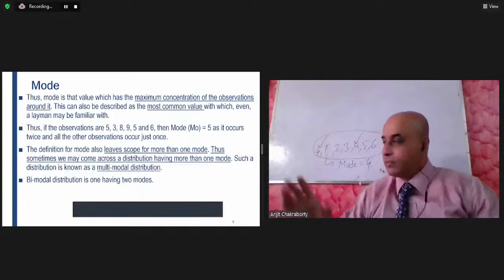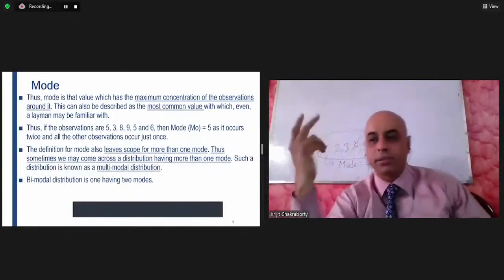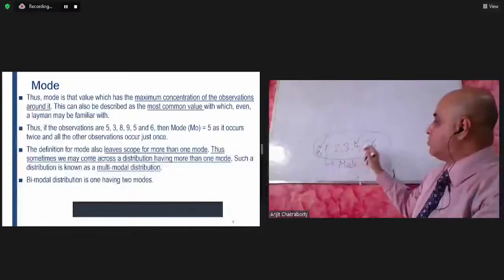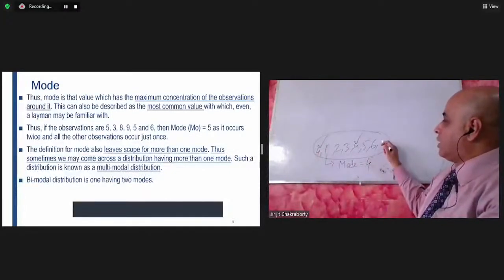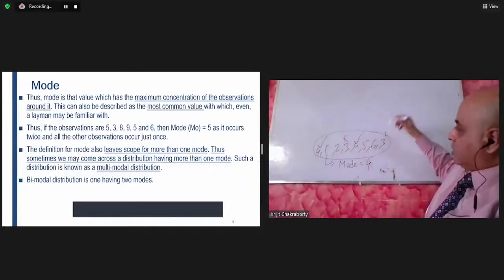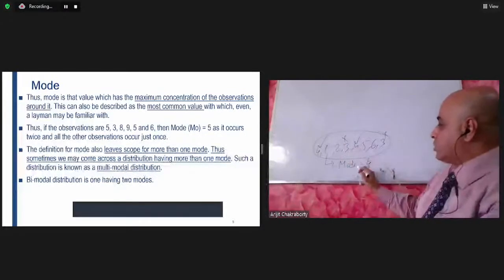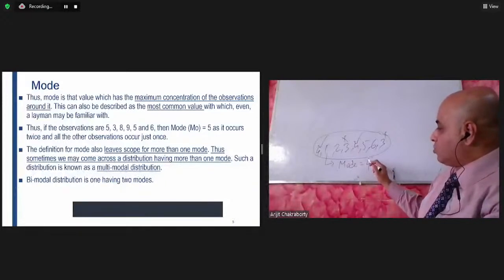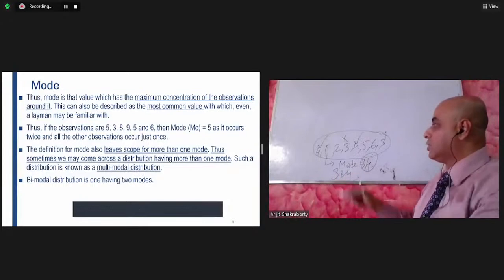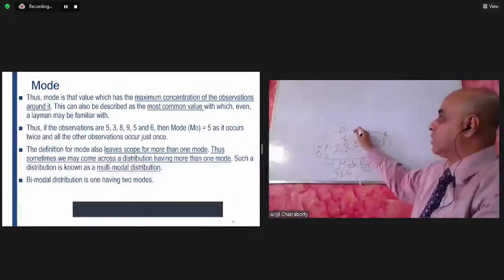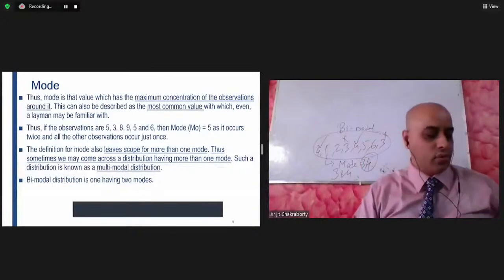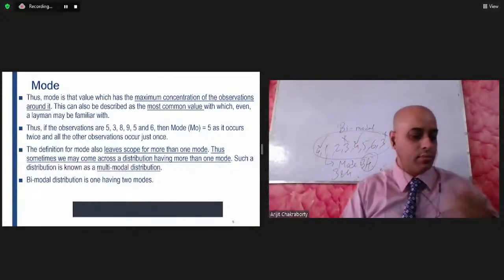Like bimodal, we have just seen that bimodal means a distribution with 2 modes. For example, here 4, 1, 2, 3, 4, 5, 6. If I again write 3 here, what happens? Then we have 3 appearing 2 times here and here. So now the mode is both 3 as well as 4. That means it becomes bimodal. You have 2 modes now, 3 as well as 4, right? So it is bimodal.